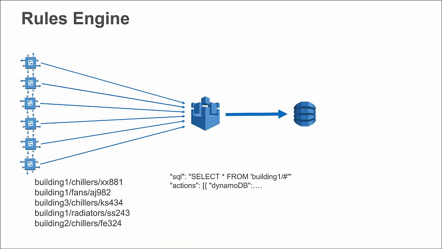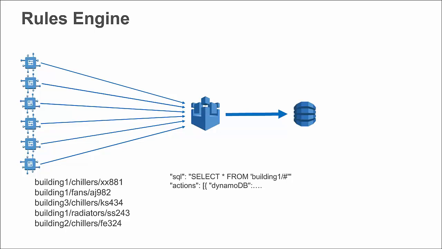So let's take a quick look at what rules look like and a couple of use cases. You can see I've got a series of devices, and they're all publishing on these topics. This is the topic structure I talked about earlier, where we've got a campus of buildings, then we go down a layer to the type of device, and then the actual individual device.